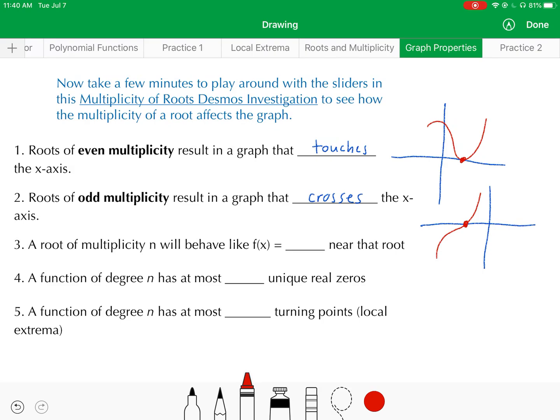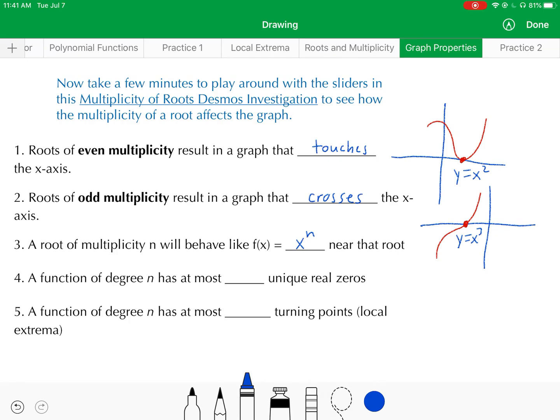Okay, now we can take this a step further and we can say the root of multiplicity n will behave like f of x equals x to the power of n near that root. Okay, so the fact that in this last sketch that I did it was behaving cubically, that tells me we're behaving like y equals x cubed. The multiplicity was 3. And then up here, we could maybe say this behaves like y equals x squared because the multiplicity was 2, okay?